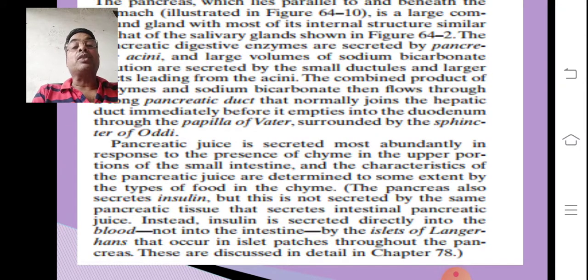The pancreas also secretes insulin, but this is not secreted by the same pancreatic tissue that secretes the intestinal pancreatic juices. Instead, insulin is secreted directly into the blood, not into the intestine, by the islets of Langerhans that occur in islet patches throughout the pancreatic tissue. And this will be discussed in another chapter.